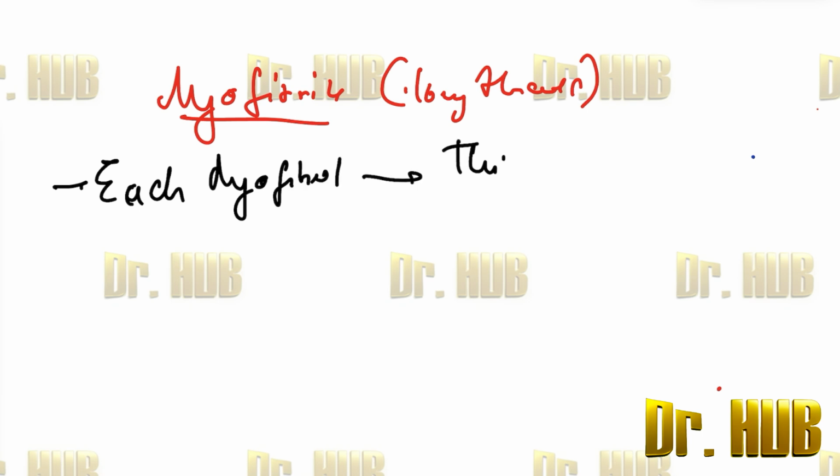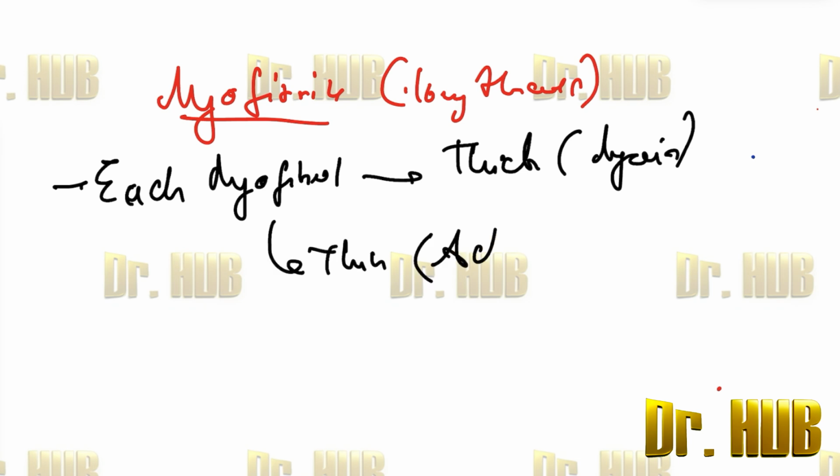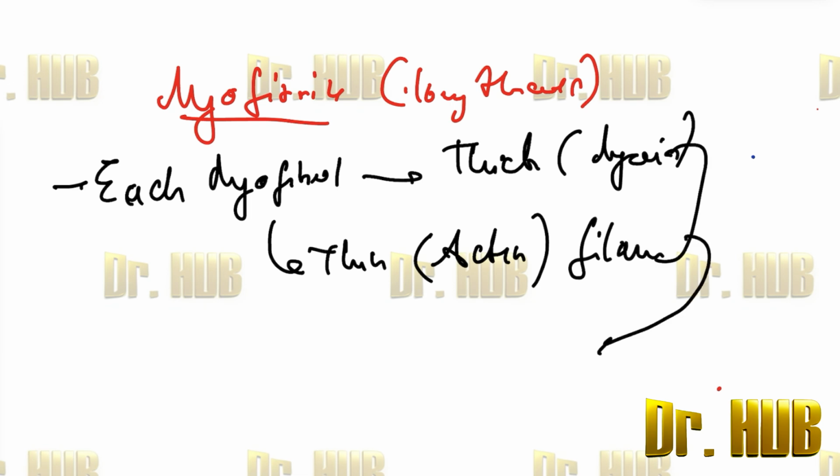Next, each myofibril contains the thick and the thin filaments overlapping each other. The thick is known as myosin and the thin is known as actin. So you have the thick and the thin, thick is the myosin and the thin is the actin filaments, and they overlap each other.